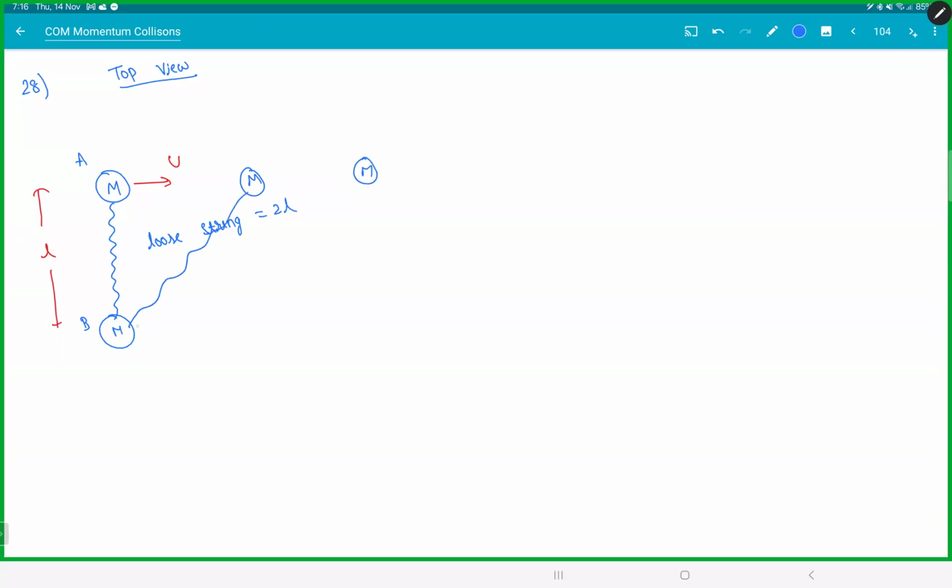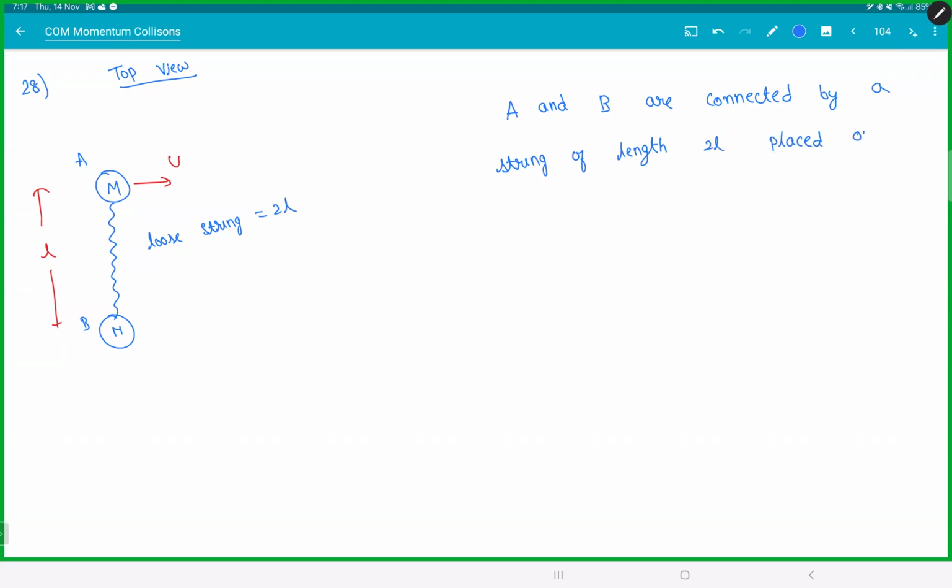After some time, ball A will come here, the string is still loose. After some time, ball A will come here. Now the string becomes tight. Now B will move, right? That means B won't move for some time. As long as the string doesn't become tight, B won't move. So the question is, A and B are connected by a loose string, connected by a string of length 12, placed on a smooth surface.